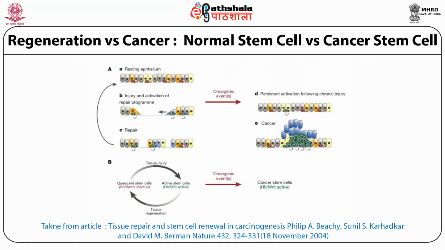There is a thin line between the process of normal regeneration vis-a-vis that of cancer. The reason being, both normal regeneration as well as cancer require proliferation. However, in normal regeneration, the proliferation is controlled. However, during cancer, it is uncontrolled. This slide explains, on the basis of a normal and a cancer stem cell, the process of regeneration versus cancer.